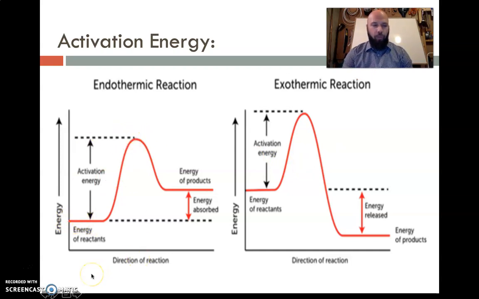And if you're going in the forward reaction, then that would be true to have a higher activation energy in an endothermic reaction than you would in the reverse exothermic reaction, because you start in the exothermic reaction at a higher energy. The difference between the activation energies here would be the energy that is absorbed or released, depending if it is endothermic or exothermic.